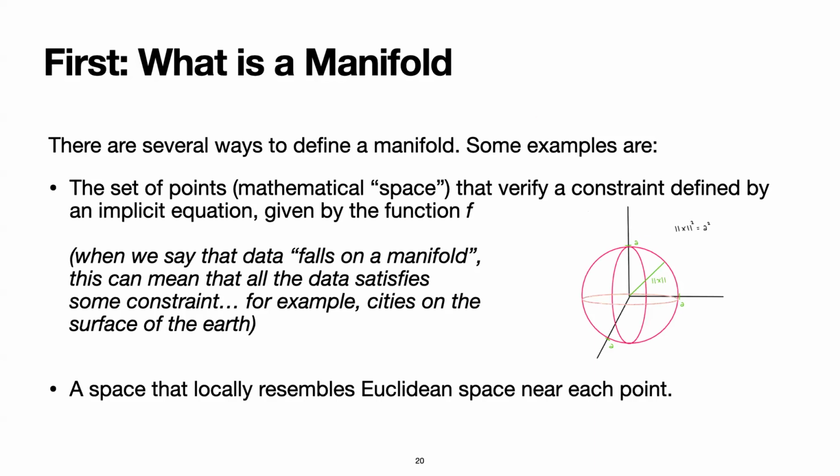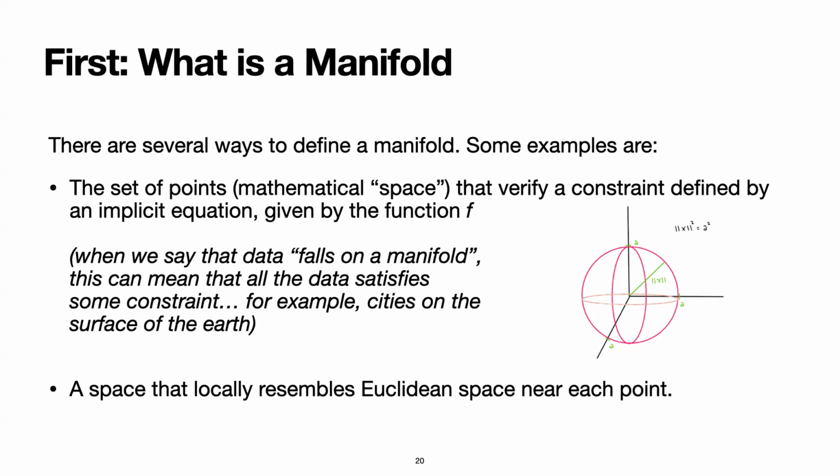So there are several ways to define a manifold. Some examples are the set of points in a mathematical space that verify a constraint defined by an implicit equation given by the function f. So for example, we just talked about the surface of a sphere. All of the points on the surface of the sphere have to verify the constraint that their distance from the origin is equal to 1 or a or something like that.